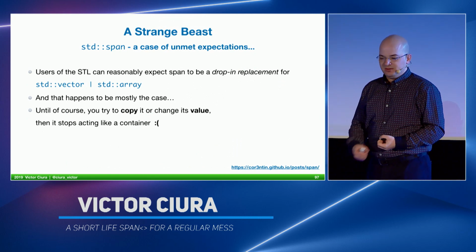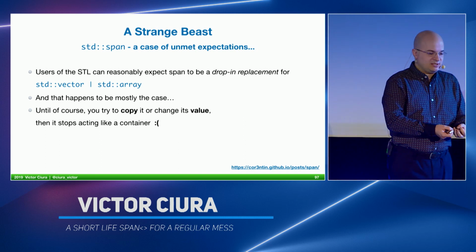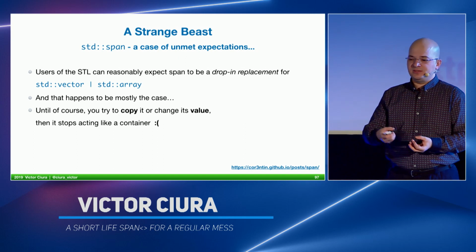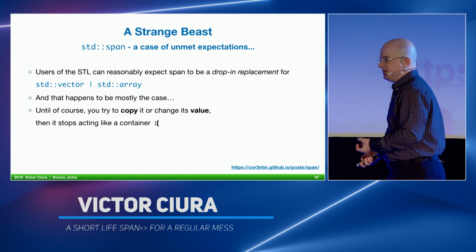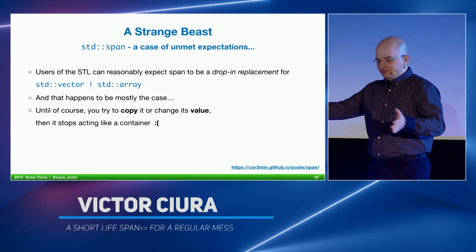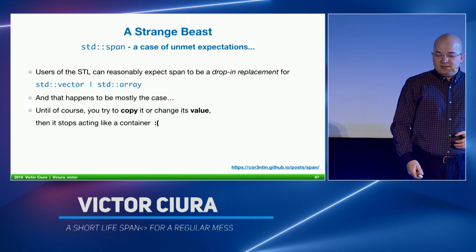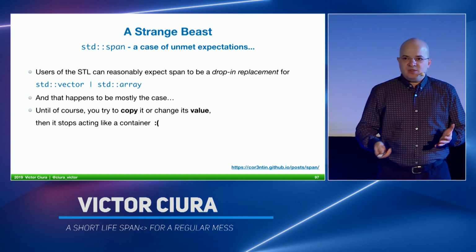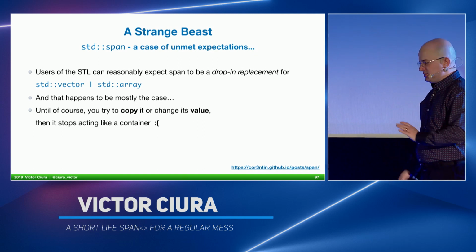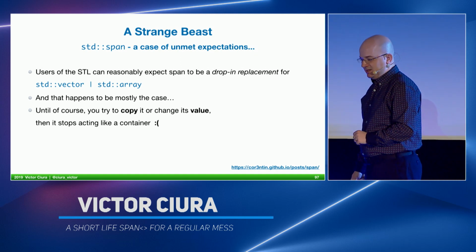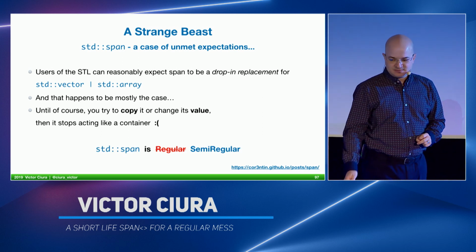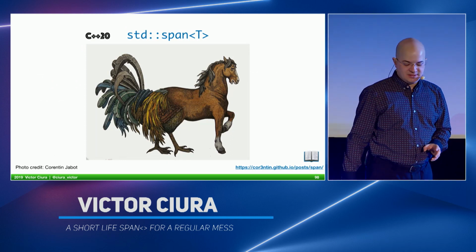So users of the STL can reasonably expect to use span as a drop-in replacement for standard array or standard vector in cases where it's appropriate and they want efficiency. They don't want to copy vectors for a particular operation if they're visiting those elements. And most of the time, it just behaves that way, until of course you try to copy or change its value. Then it stops meeting your expectations. So it's definitely not regular. It's semi-regular. So it's a strange beast.